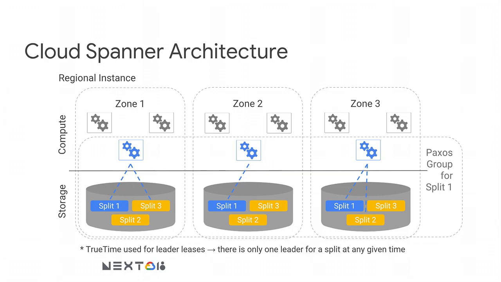So per 2 terabytes, you need at least 1 node. So you cannot scale further down than this restriction. But other than that, you can scale to thousands of nodes, even if you have only a couple of terabytes of data. Now, in your zones, you have basically the compute.